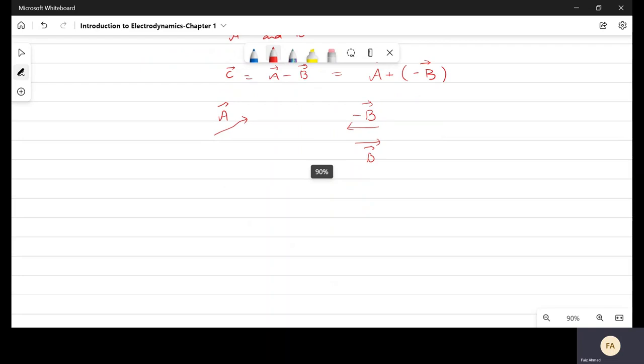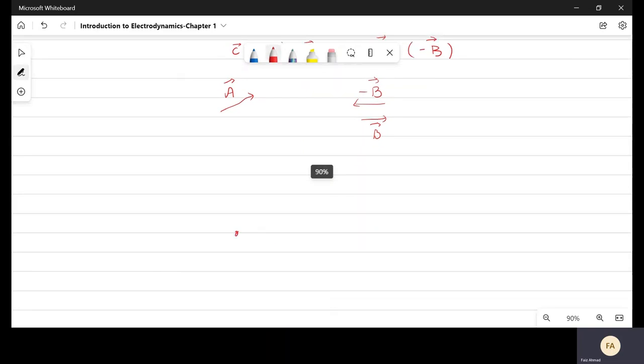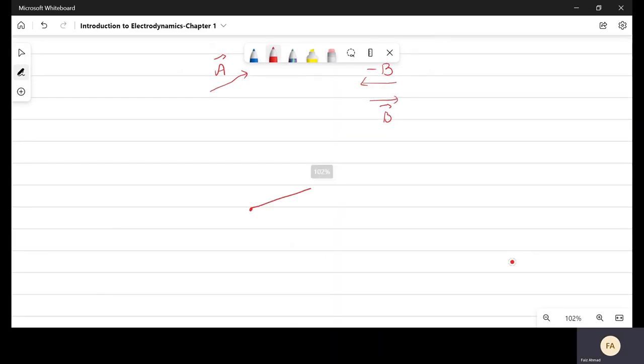So geometrically we have to put vector A there, then we have to bring vector minus B, so minus B will go here, and the resultant vector will be C is equal to A minus B.